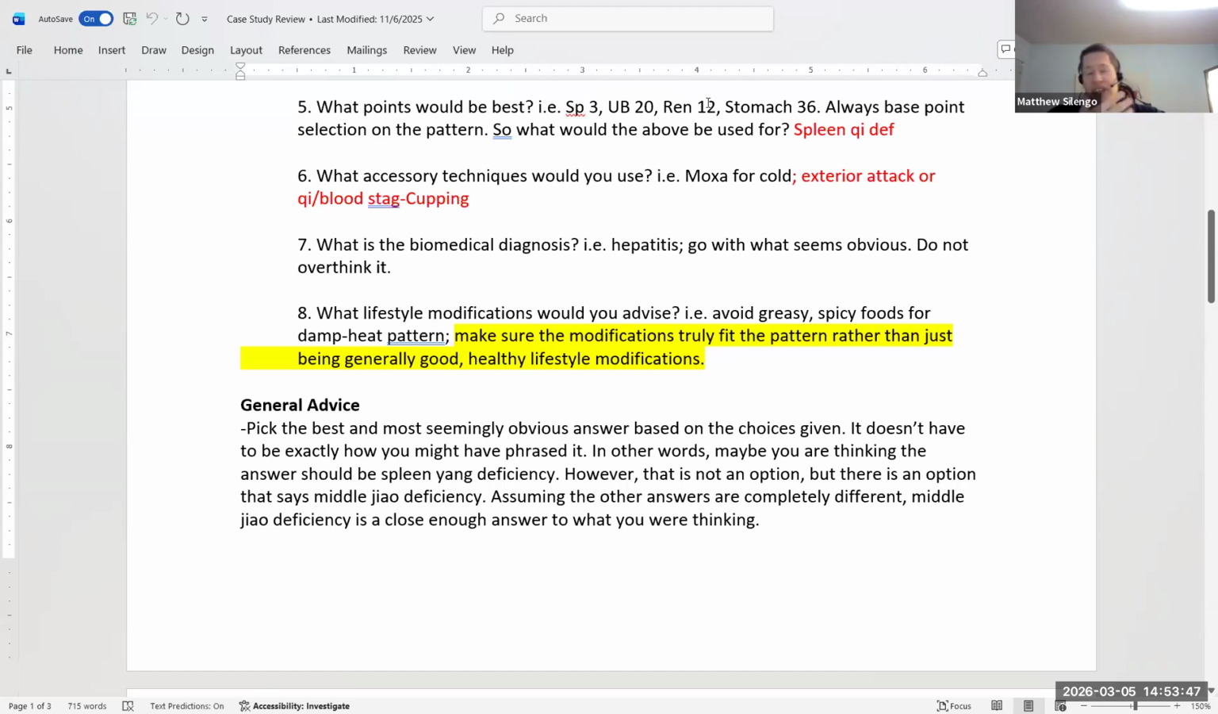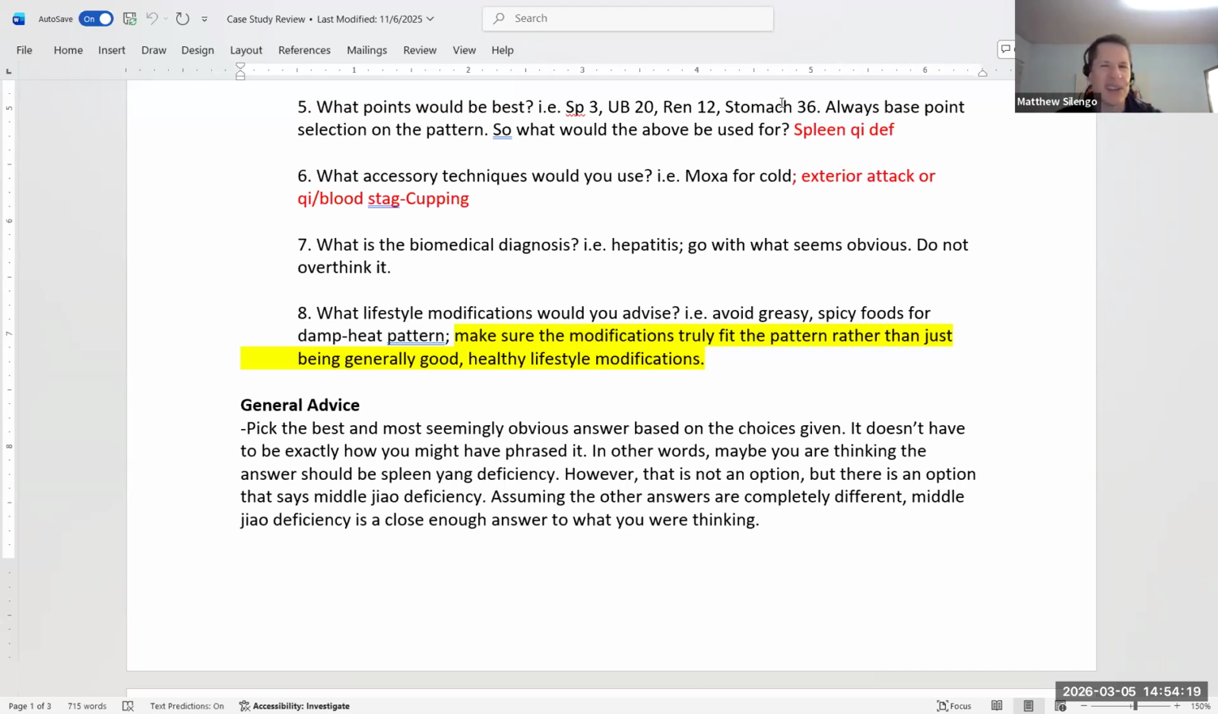REN 12, remember, is the influential point of Fu organs. So it's just an overall good point for digestion in general, because most of your Fu organs are digestive organs. And of course, stomach 36 is just an overall big point for boosting qi throughout the body and particularly benefiting spleen qi. So all of those points would be an example of a combination that could be a correct answer here, that those points should all make sense. And then wrong options might include one of those or some of that, but they're always going to include points.